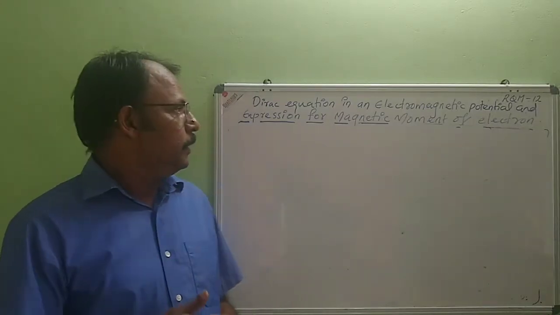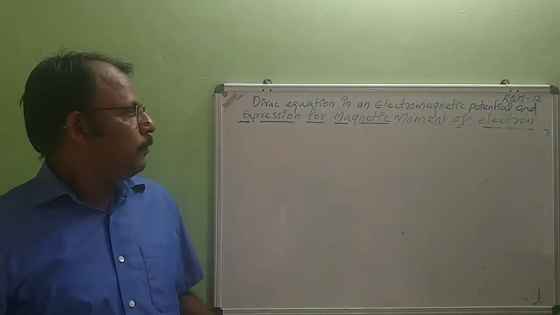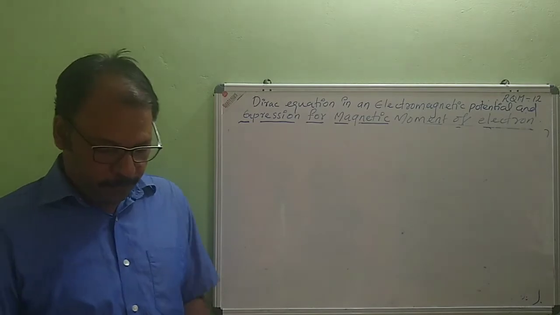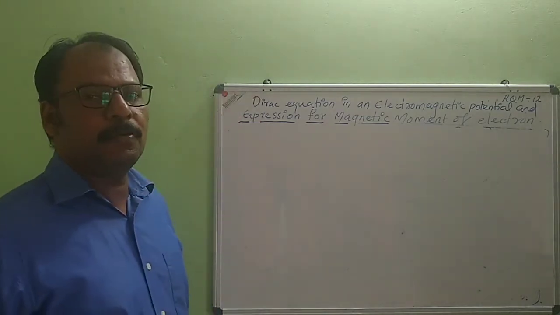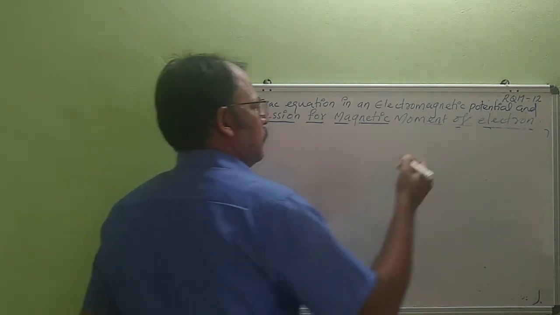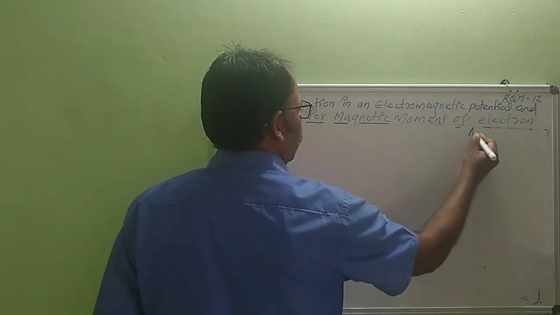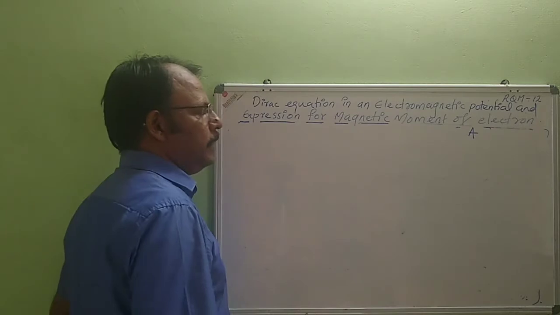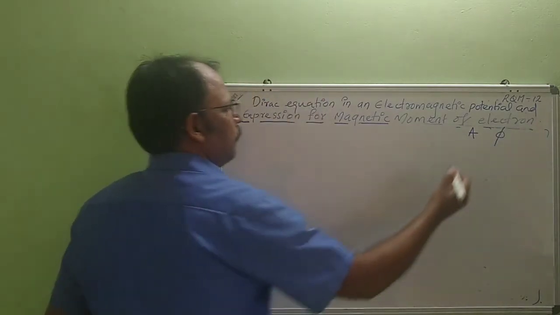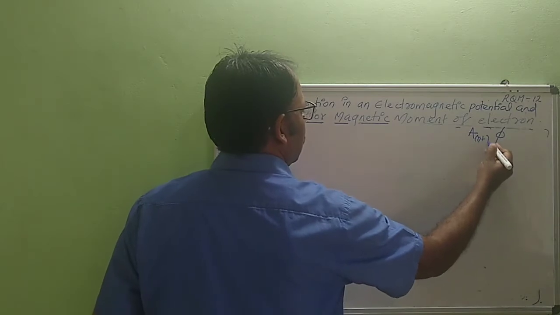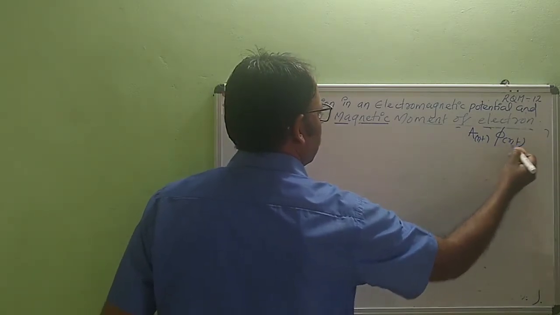Now we do the expression for the magnetic moment of the electron. For that we will write the Dirac Hamiltonian in an electromagnetic potential. In an electromagnetic potential, the vector potential is given by A and the scalar potential is given by phi.